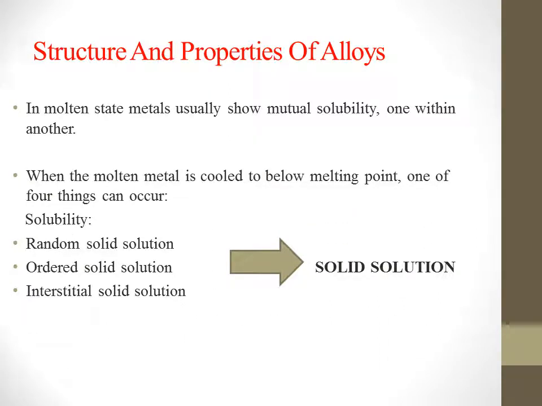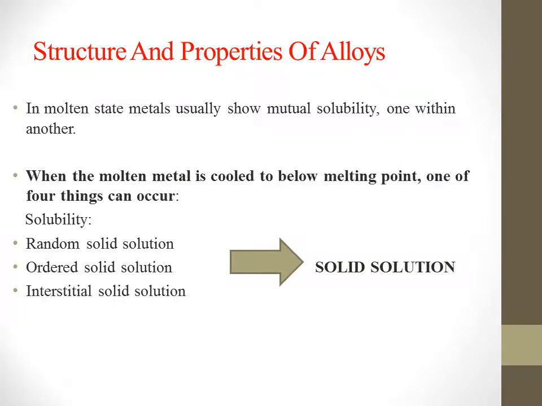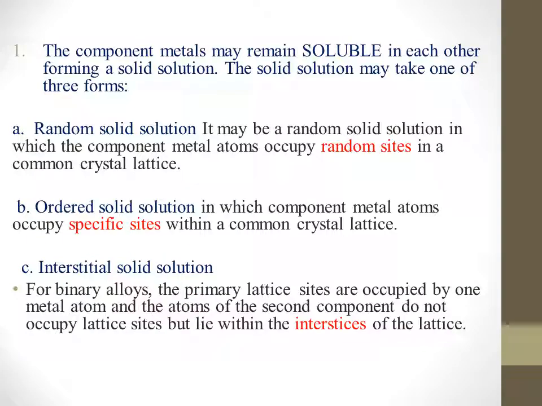And it is seen that in the molten state, metals usually show mutual solubility. So if we talk about them individually, we said the metals may remain soluble in each other and form a solid solution. Now this solid solution may be of three types. It may be a random solid solution. By random, it is self-explanatory. It means that the metal atoms occupy random sites in a common crystal lattice.